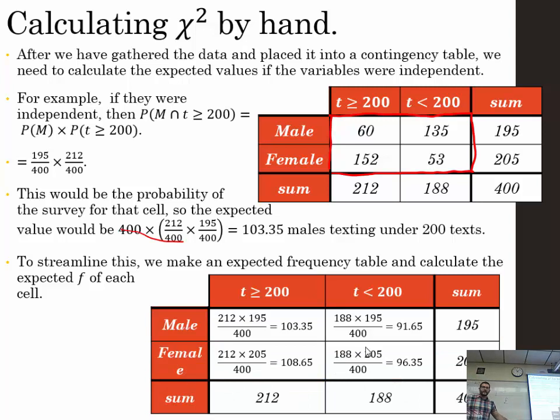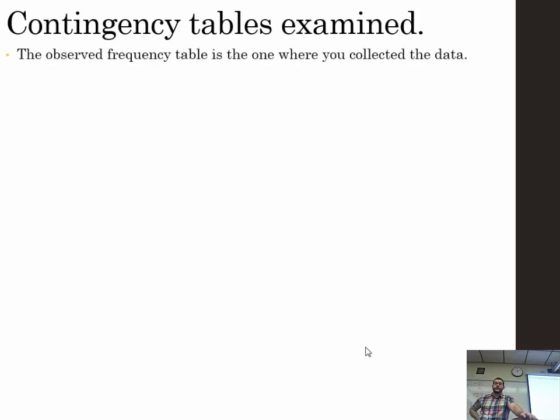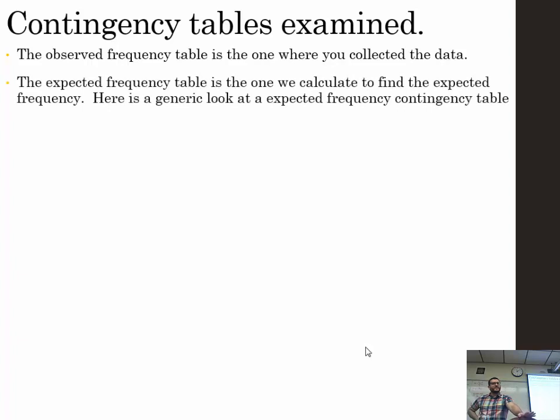So we have this contingency table, and we have the expected frequency and the observed frequency. Okay. So I want to examine these real quickly. This is not a slide, I added this slide. An observed frequency table is one where you collect the data. An expected frequency table is the one where you calculate the expected frequencies.